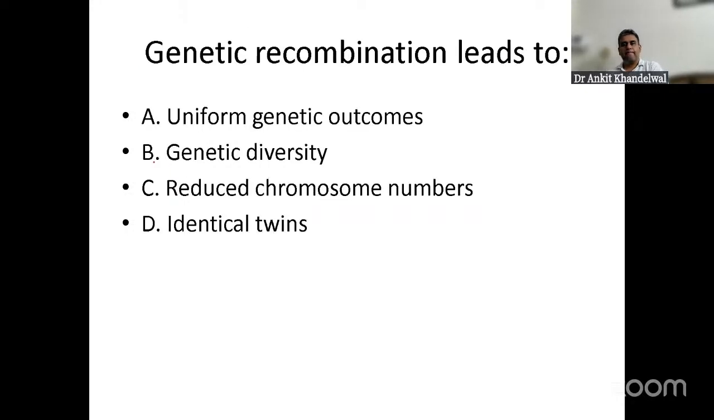Genetic recombination leads to: options are uniform genetic outcomes, genetic diversity, reduced chromosome numbers, or identical twins. So recombination of genetic material will lead to what? Again, you can use common sense over here. Very good. Option B, very well done. The answer is option B, genetic diversity. Genetic recombination will lead to genetic diversity.